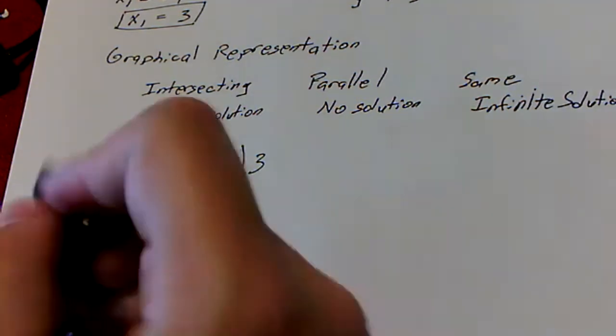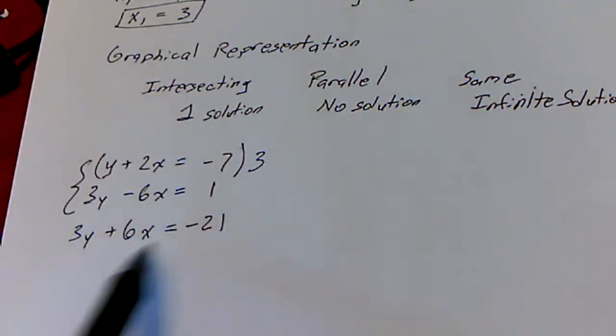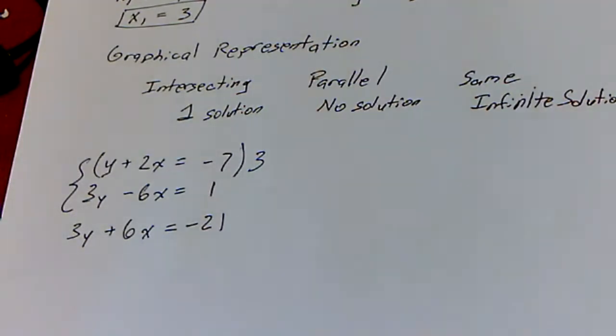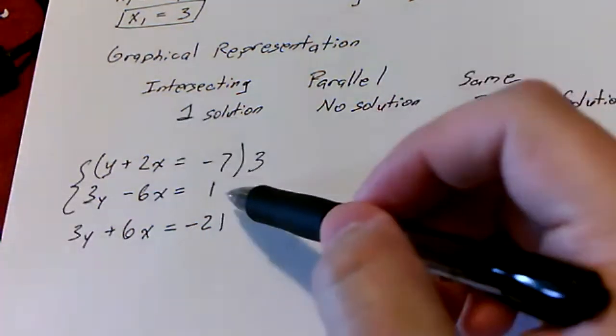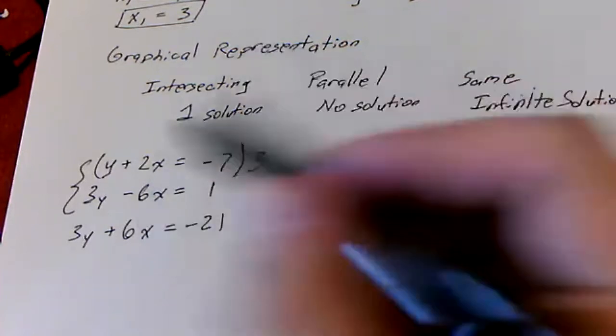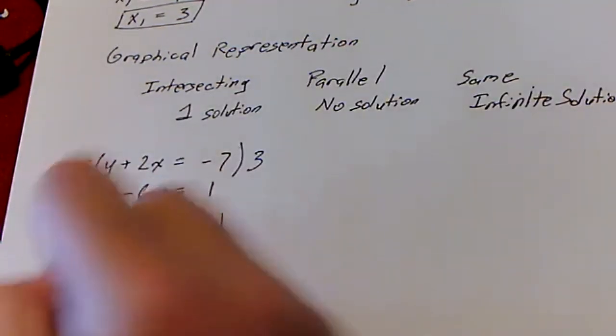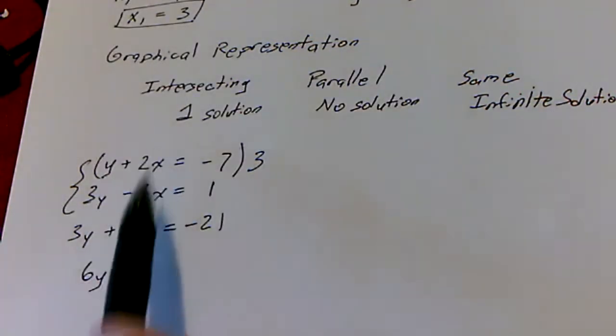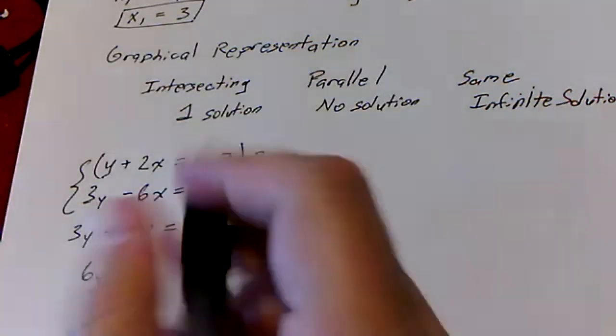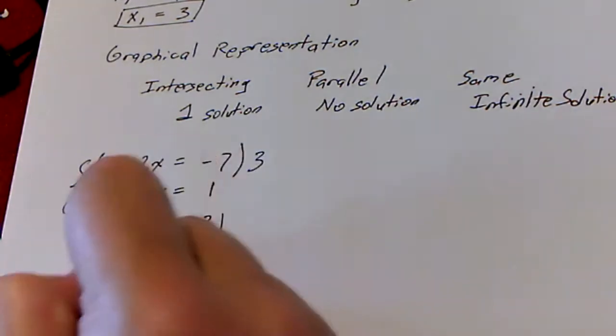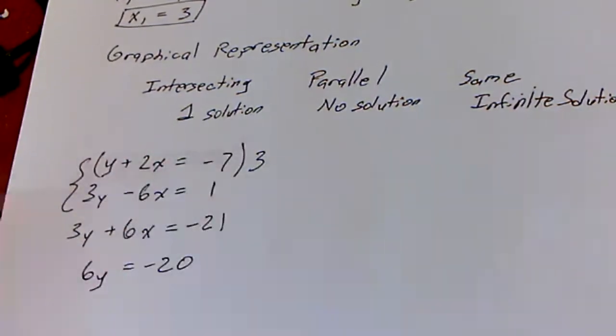Now I'm going to take my new equation that I made here. Since I multiplied both sides, I still have an equation. If I only multiplied one side, then I would have broken that equivalence. But multiplying both sides, I keep that equivalence. So I'm going to add these two. 3y and 3y is going to give me 6y, so I'm adding just like I did in the previous system. Negative 6x plus 6x is 0. And then 1 minus 21 is a negative 20.